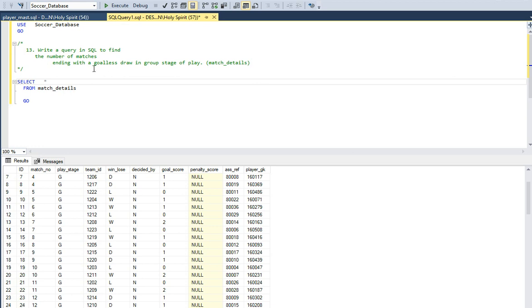Okay, ending with a goalless, which is no goal, and it has to be a draw again. Stage of play.